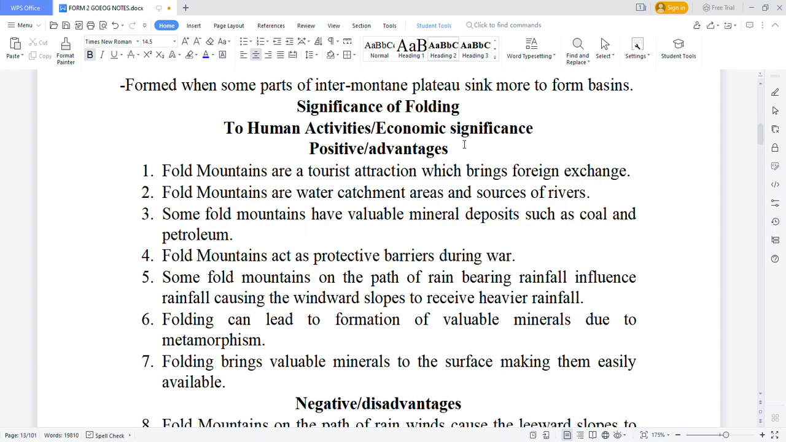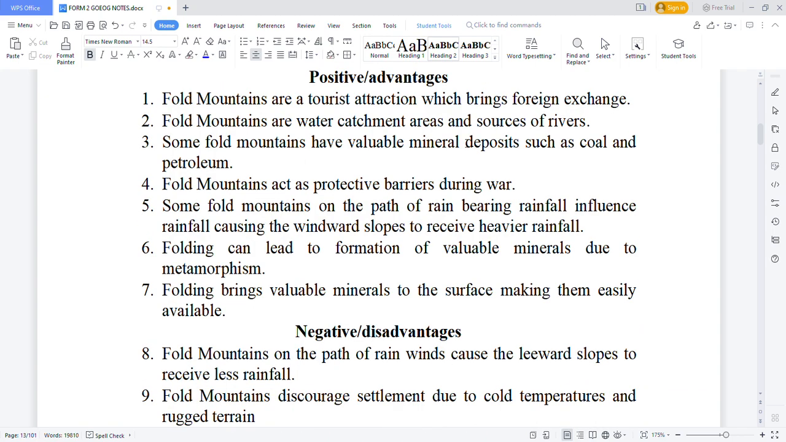Number 2, fold mountains are water catchment areas and sources of rivers. 3, some fold mountains have valuable mineral deposits such as coal and petroleum. 4, fold mountains act as protective barriers during war. 5, some fold mountains on the path of rain-bearing winds influence rainfall, causing the windward slopes to receive heavier rainfall.